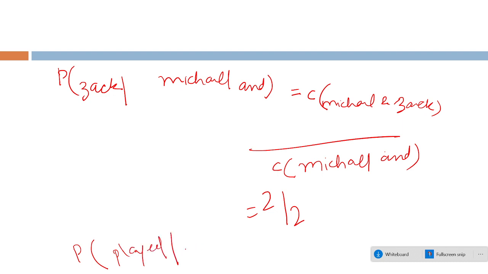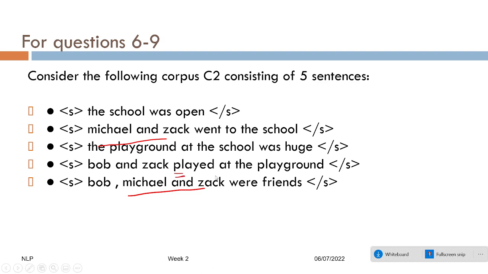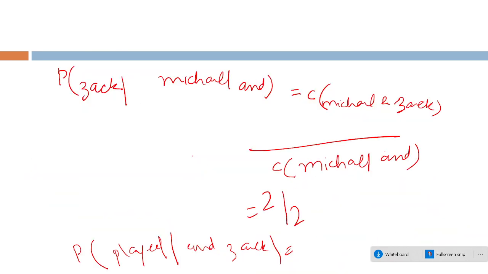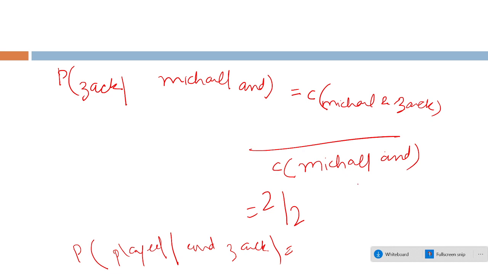Similarly, you will calculate the probability of played given and Zach. So what will be the probability here? Played, and Zach. This is occurring here only once: and Zach played. This is 1. And what was there in the denominator? And Zach. So what is the count of and Zach? 3. So what will it be now? 1 by 3. Right?